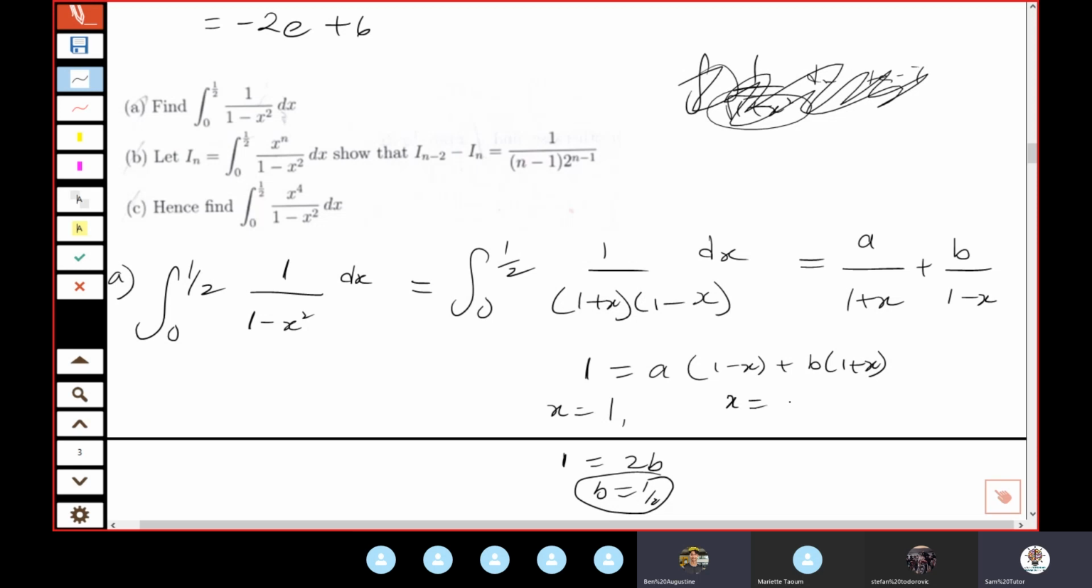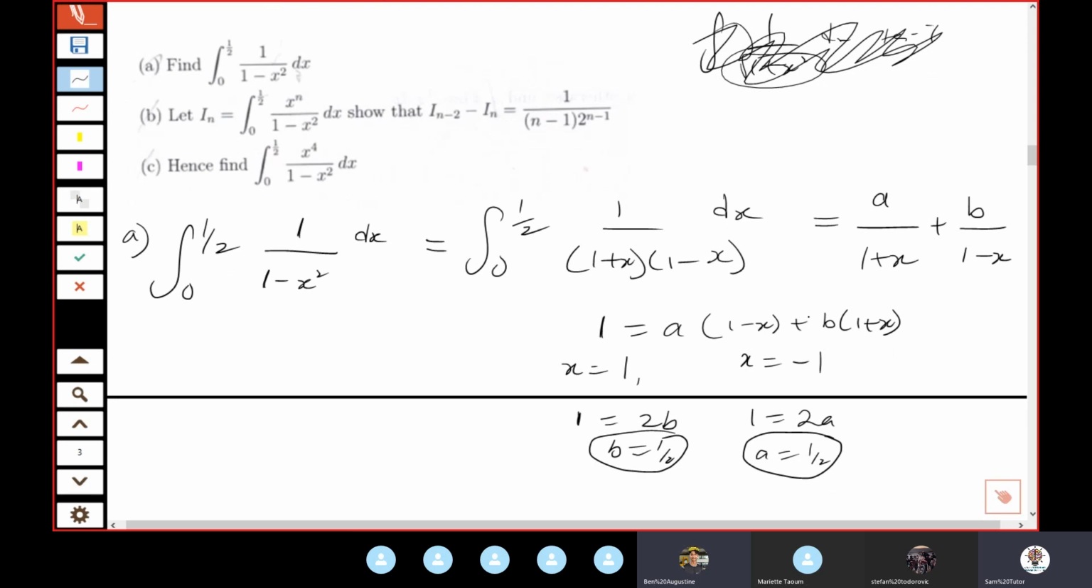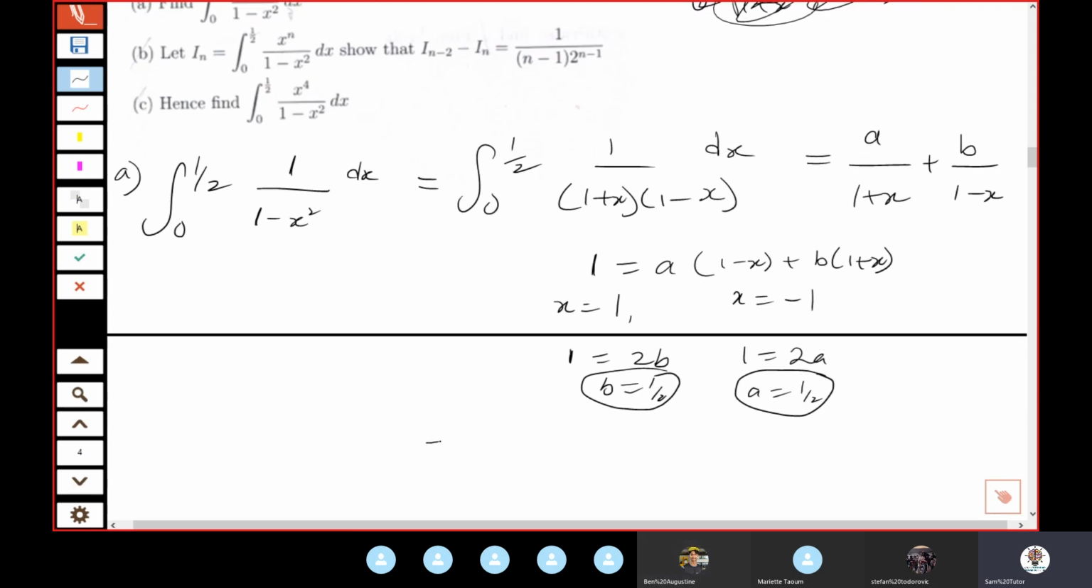And then you can substitute x equals minus 1. X equals minus 1, you get 1 equals 1 minus minus 1, which is 2A. A also equals a half. Now you've got this equals the integral from 0 to a half of 1 on 2 times 1 plus x, plus 1 on 2 times 1 minus x.